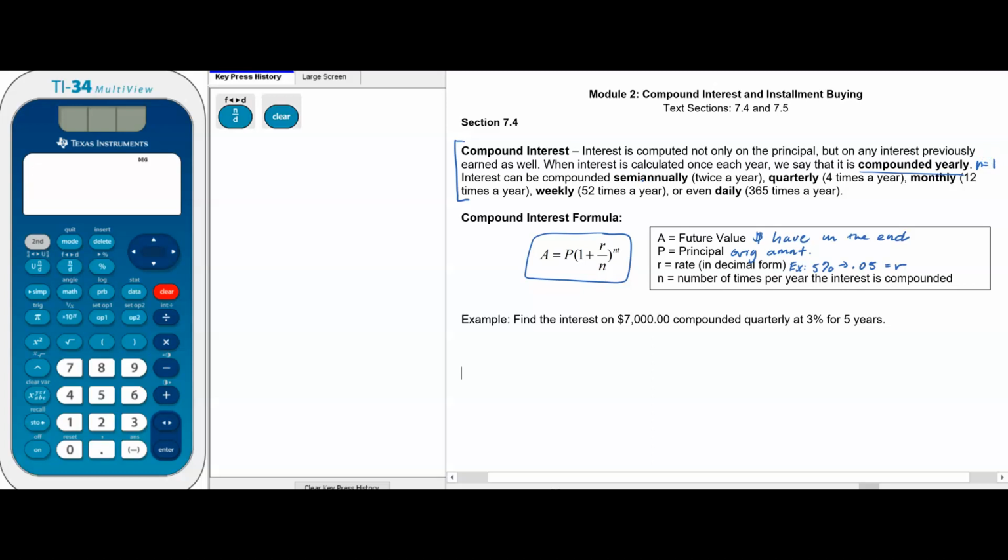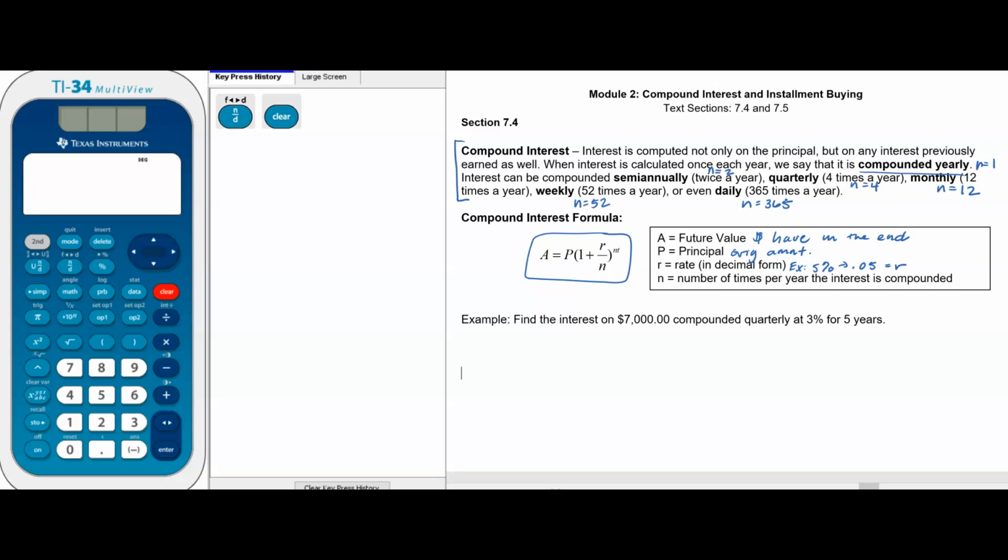If it's semi-annually, twice a year, then n equals 2. 4 times a year, n equals 4. That would be quarterly. Monthly would be n equals 12. Weekly would be n equals 52. And daily, n equals 365, because that's how many days are in a year. So you can go back and reference that if you need to as you're doing these problems.